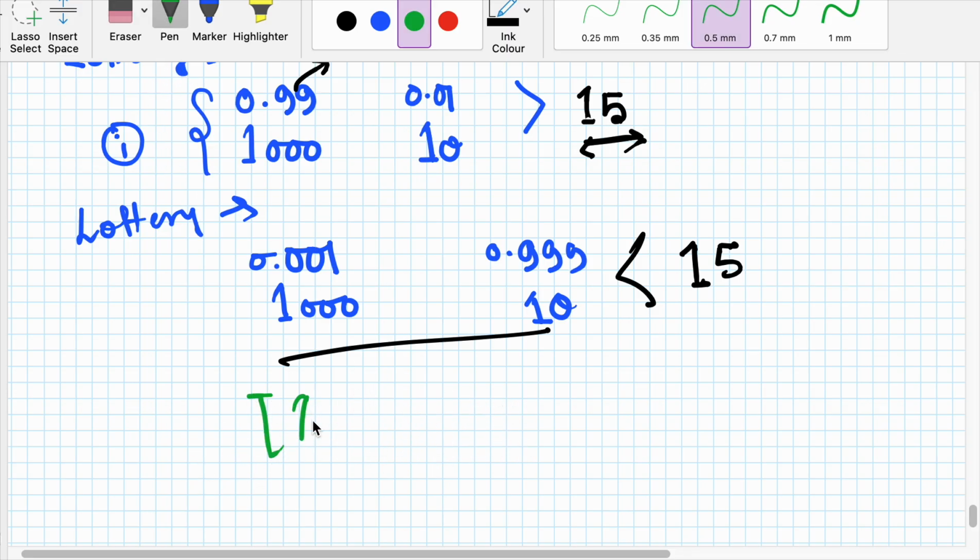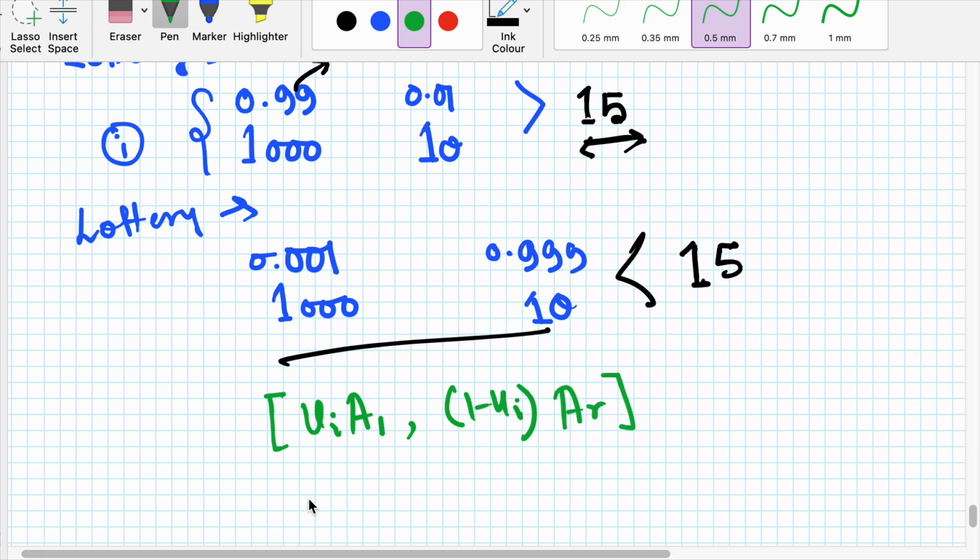Lottery A1, in the lottery I will get A1 with probability UI and AI with probability 1 minus UI. So obviously if I increase UI, if UI is nearly 1, then this lottery will obviously be preferred over AI.